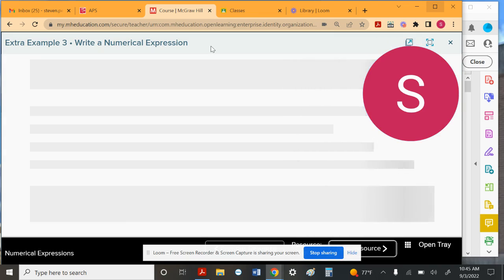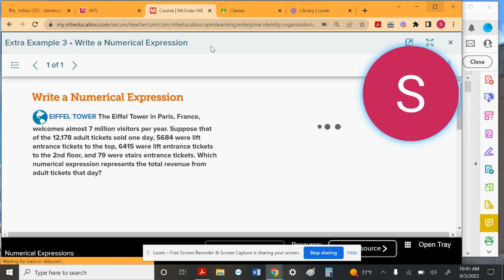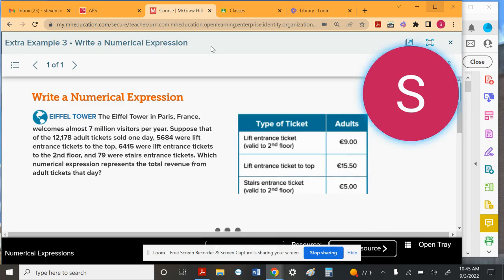Okay, writing a numerical expression. So now we have 7 million visitors per year. We have 12,178 adult tickets. 5,684 were entrances to the top. 6,415 were entrances to the second floor, and 79 were stair entrances. Notice it's a different price based on where you go. If you go to the second floor, you pay $9. If you go to the top, you pay $15.50. If you take the stairs up to the second floor, it's going to cost you $5.